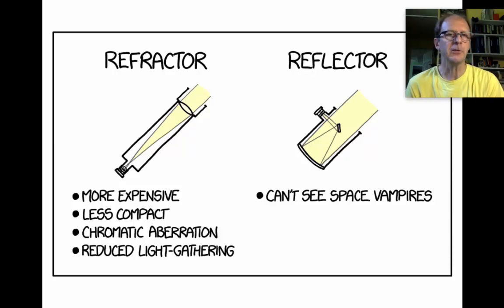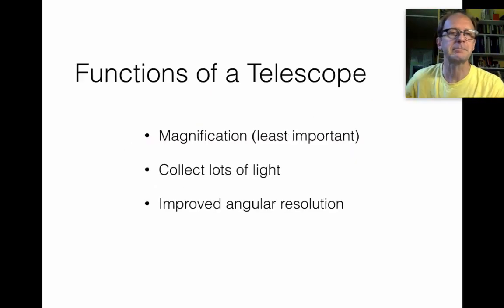So here's a breakdown. Disadvantages of refractors: they're more expensive, less compact, they have chromatic aberration, and because they're smaller, they can't gather as much light. Whereas reflectors, however, cannot see space vampires. This, by the way, is an XKCD cartoon. If you're not familiar with XKCD, look it up.